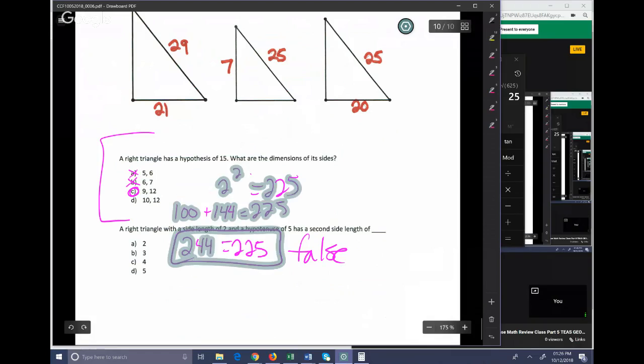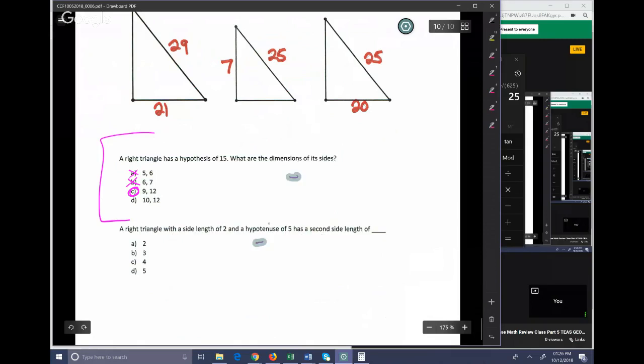So the way they should really ask this question is more so, what could be the dimensions of its sides, rather than what are. There could be many different scenarios that involve a hypotenuse of 15. I think that's why people don't like these questions, is if you really know the Pythagorean theorem, then you know that it's not so simple as, oh, it's these two sides because it's this hypotenuse. It's not that simple. This is just asking, out of these, what are its sides? Because there's only one that's going to work.